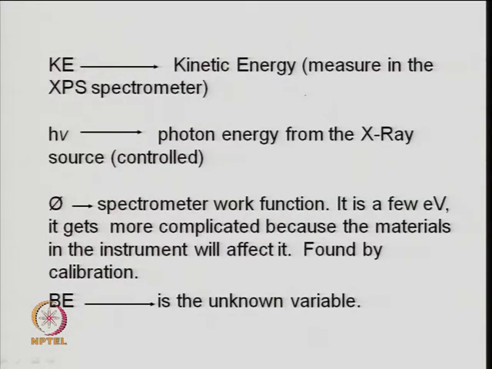So, kinetic energy is what is measured in the X-ray spectrometer. H nu is the photon energy from the X-ray source, which is a controlled, monochromatic energy. Phi is the spectrometer work function, a few electron volts. It gets more complicated because the material in the instrument will affect it. Generally 4 electron volt is the phi, and this is found by calibration because it is for the instrument, and binding energy is the unknown variable. So, this can be determined by using this information.